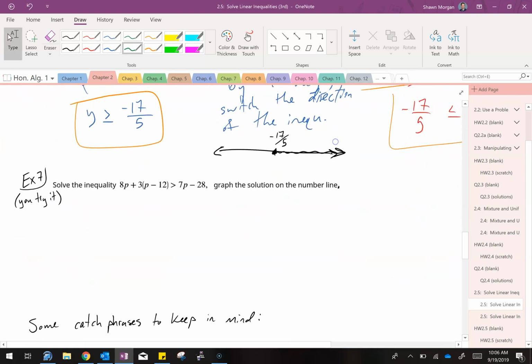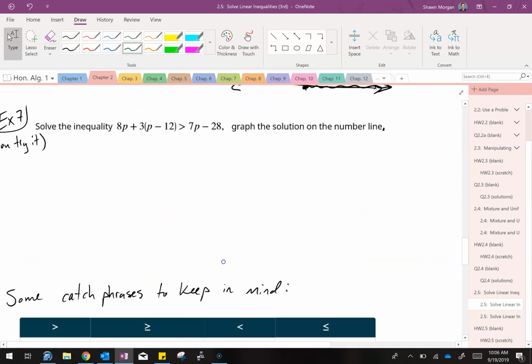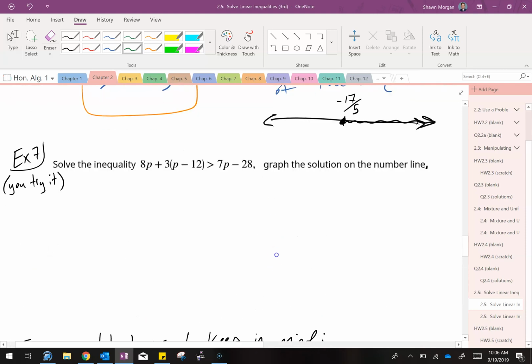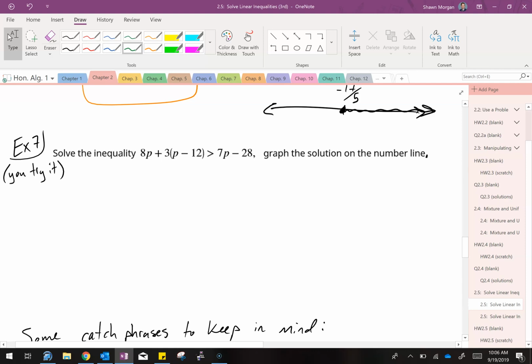So that's example 6. Let's look at example 7. You guys have a little bit of prep work at the beginning, so you can take a stab at it. If you're watching at home on the screencast, just pause the video, work the example, and then we'll come back and revisit it.